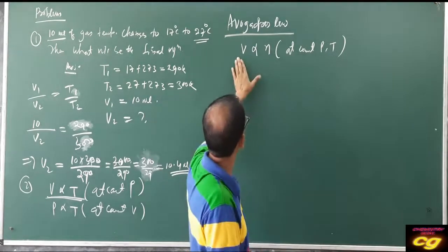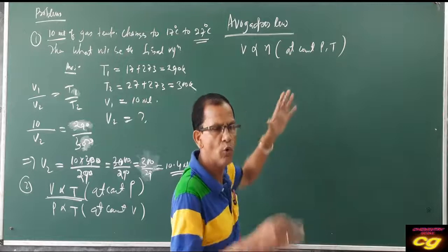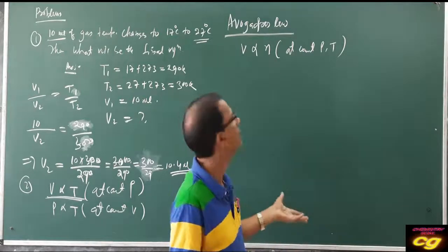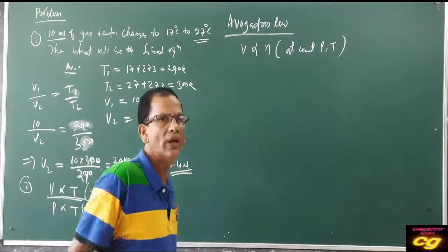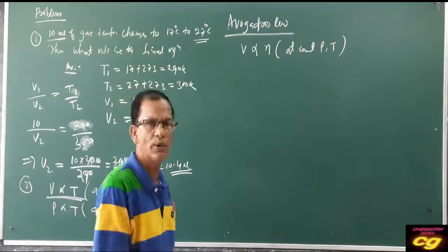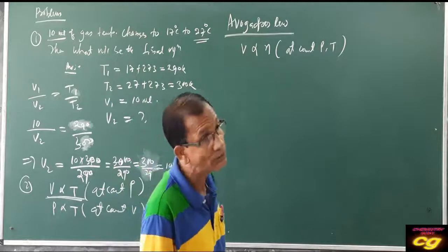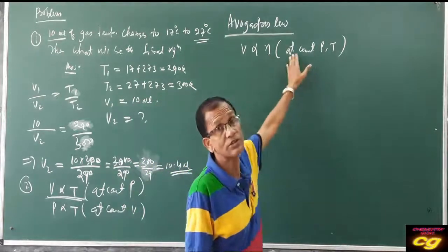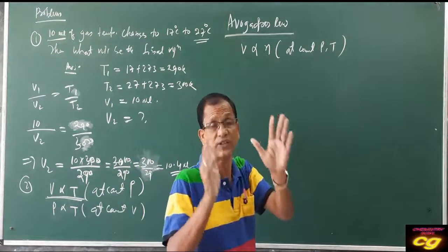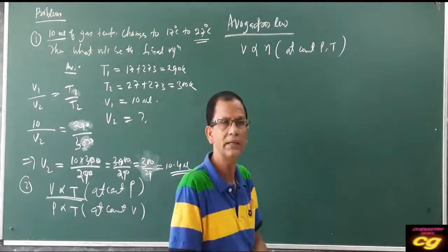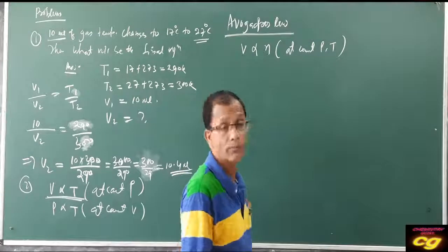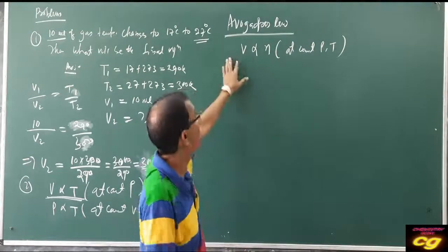Because volume is directly proportional to the number of molecules. If you take more gas, you occupy more volume. So at constant temperature and pressure, volume is directly proportional to N. That means equal volumes of gas contain an equal number of molecules at constant temperature and pressure. The same volume of every gas contains the same number of molecules. This is Avogadro's law.